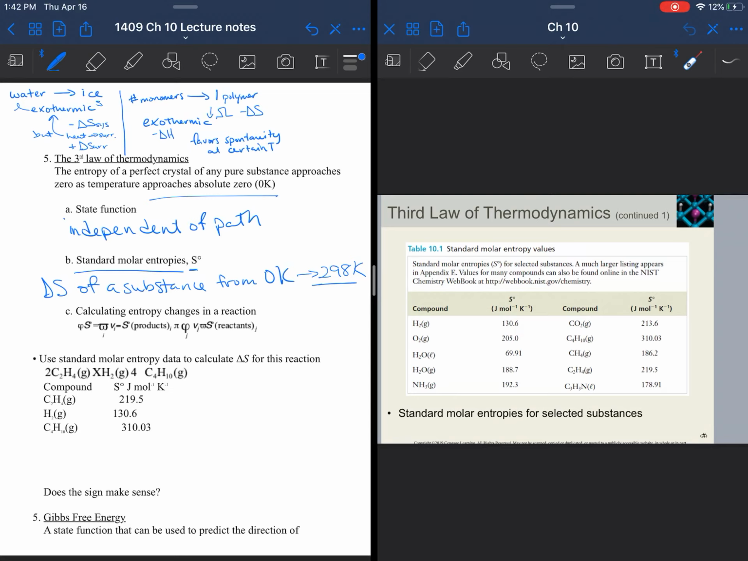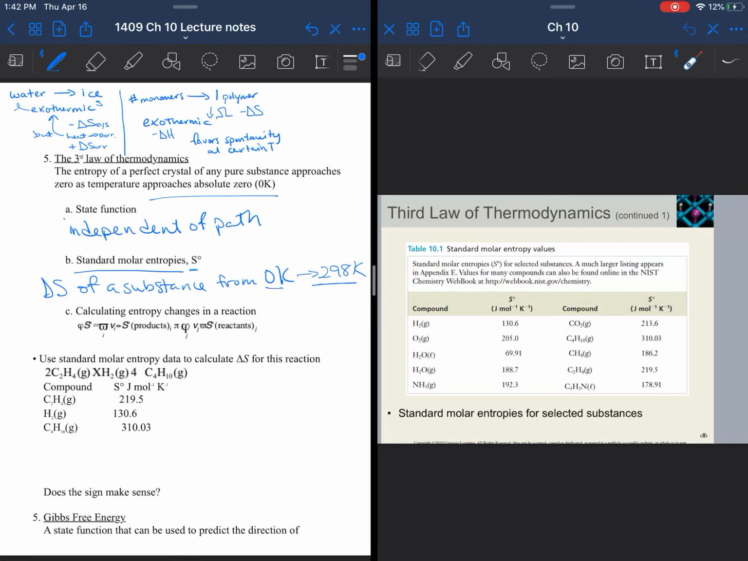They're all going to be a positive number because they're going from 0 K, where entropy is 0, to 298 K, which is always going to be more chaotic, right, as we go up in temperature. So you'll notice these are all positive numbers.